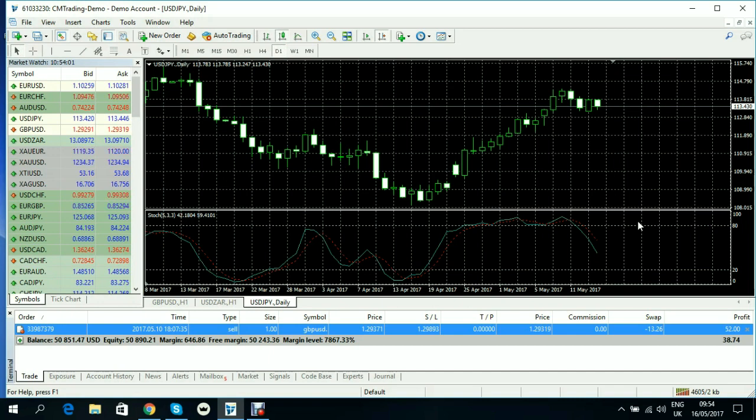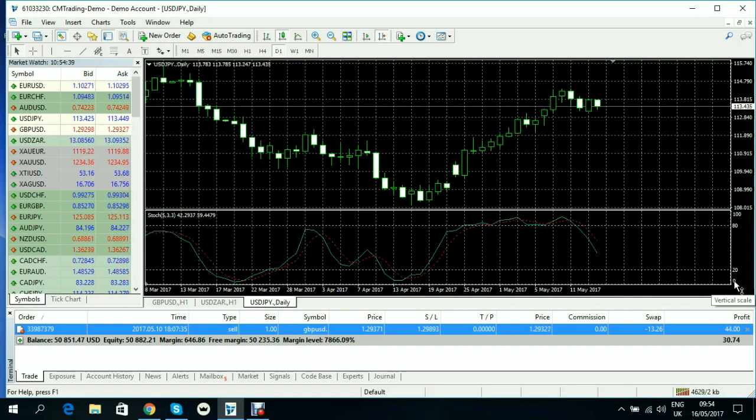On the other hand, when the stochastic lines are below 20, say here, for example, when it got here, it means that the market price of the currency pair or the instrument is oversold. So these two things are the main things that we have to pay attention to.